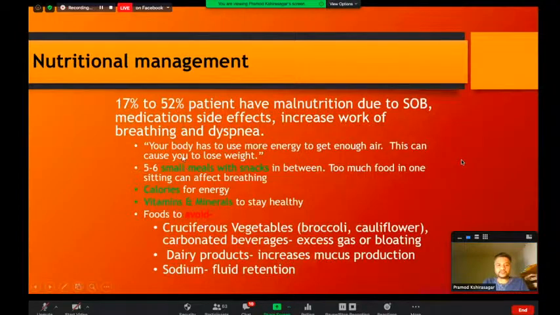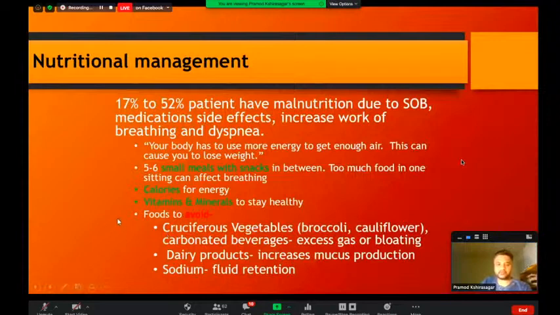Your body uses more energy because there is increased catabolism, as your accessory muscles work and they don't rest properly. So your body uses more energy to get enough air, and this can cause you to lose weight. They have to go for 5 to 6 small meals with a snack in between. Too much food can affect breathing because the diaphragm will go into insufficiency and the compliance will decrease. Also consider calories for energy, vitamins and minerals, and advise seeing a dietitian if possible.